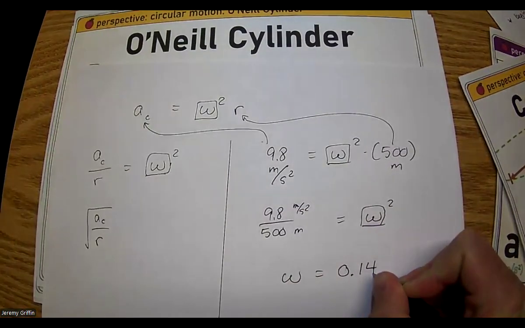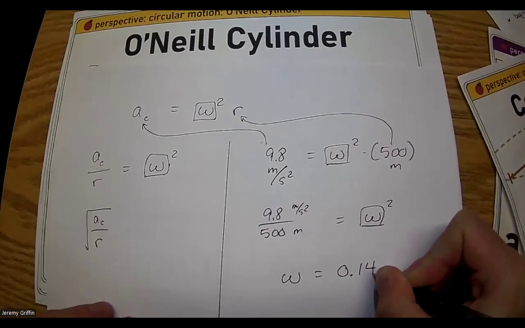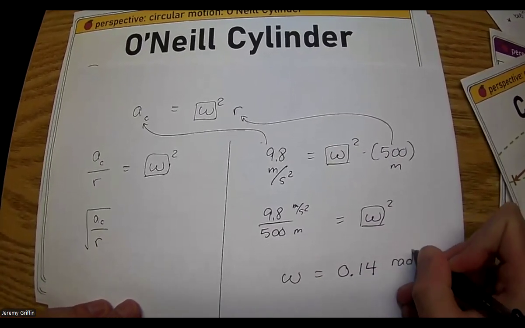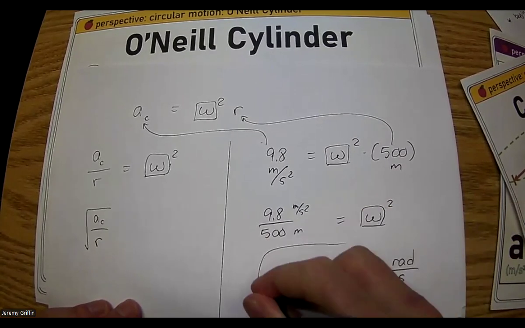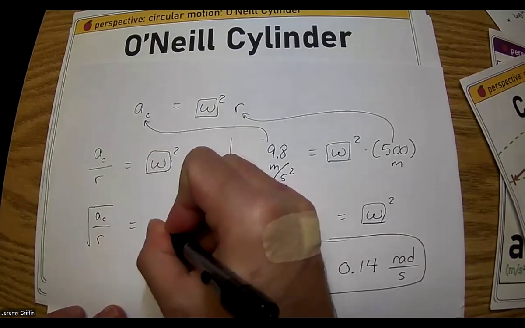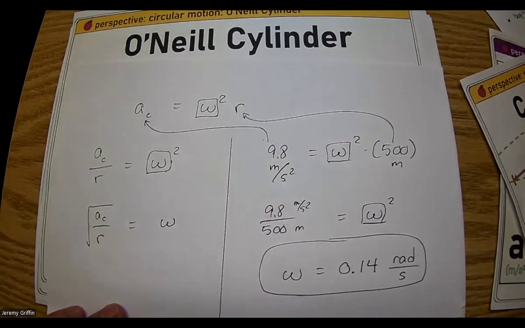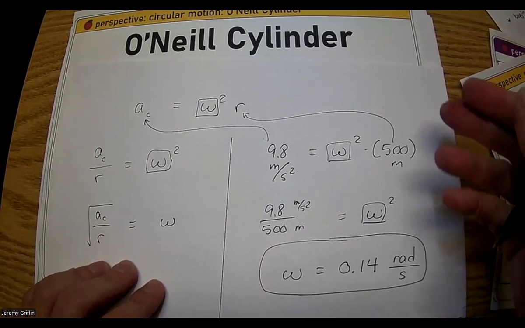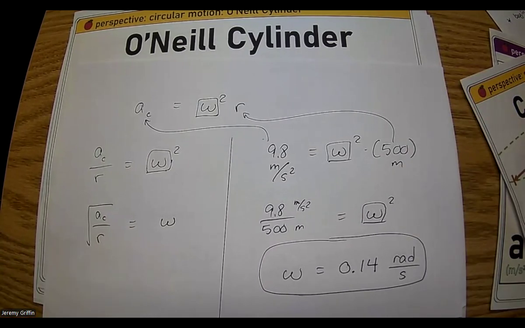I'm getting omega equals 0.14 on my calculator screen. Guys, what's the units attached to that number? Radians per second. That's how fast it's rotating. That could be a constant angular velocity. Here's variables on the left, here's numbers on the right. If you plug the numbers in first, it gives you the same answer either way. You guys see that?